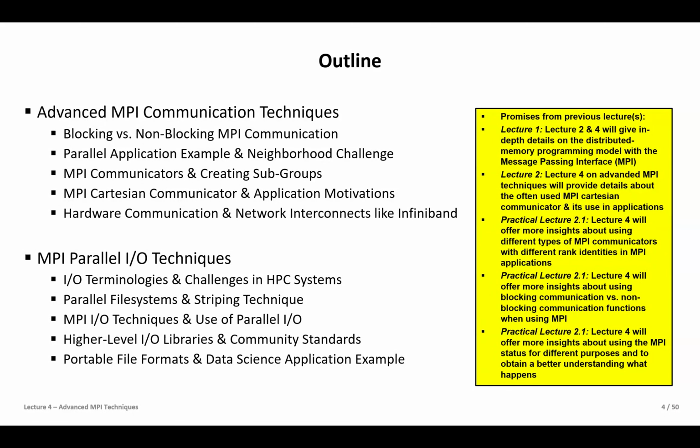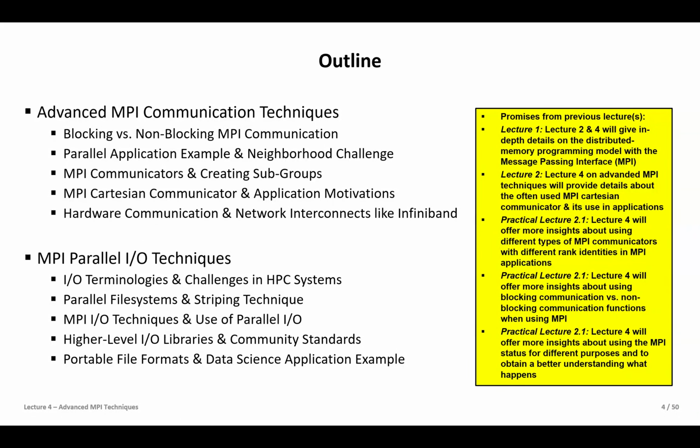Then we have communicators and subgroups, which we will discuss a little bit in relation to the neighborhood challenge that is out there, especially if I now want to simulate the Earth, right? So I need to know what right and left is and how I address them, how I come to them. And then, of course, some elements like network interconnects, which are incredibly important. You understand for the weather forecast, we communicate heavily with our neighbors. If the interconnect is not good enough, then our weather prediction will be very, very slow.